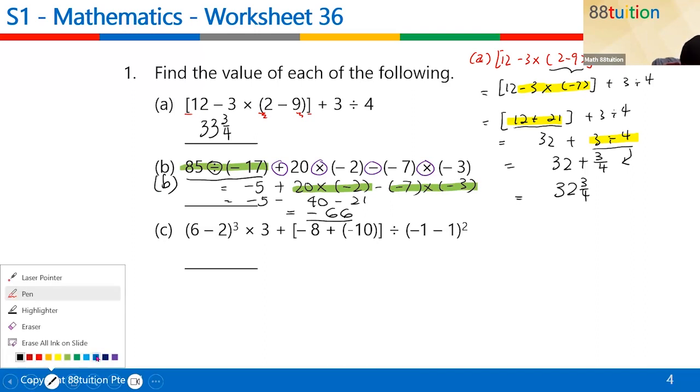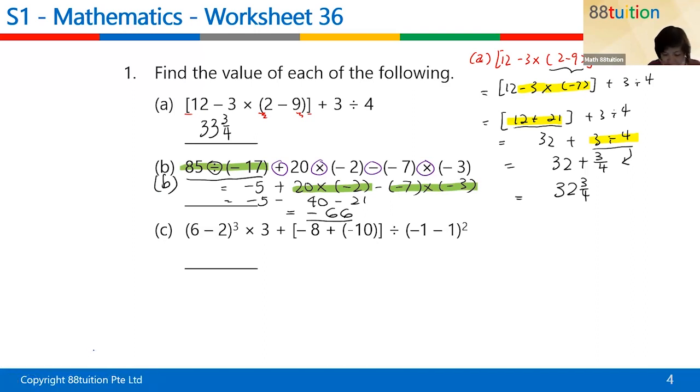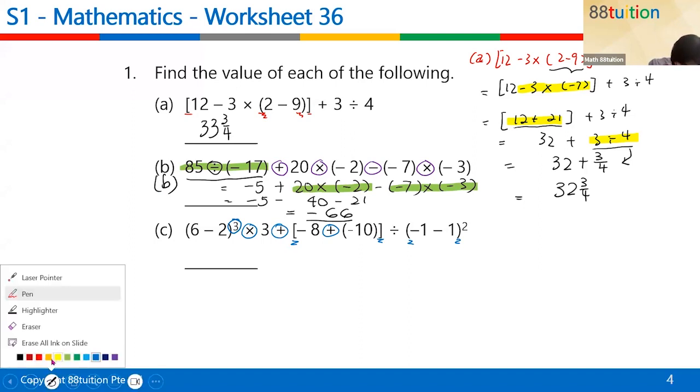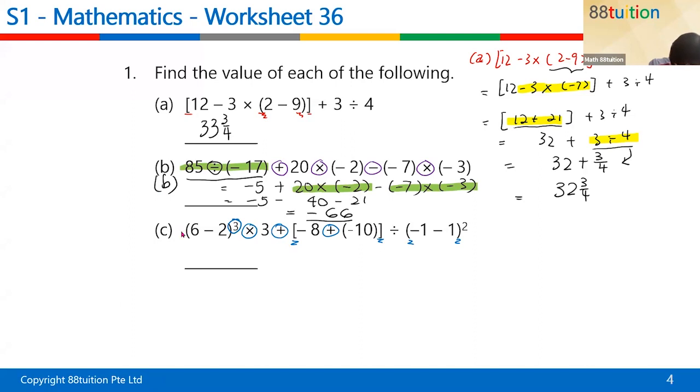Now we do part C. In part C, we have something extra. We call them the power. We have a power here, we have a multiply, plus, and I got this bracket. Now, this is a little bit more of an operation. So first thing first, what can you do? I want to get rid of the power first. Power will be this power first and this power first.